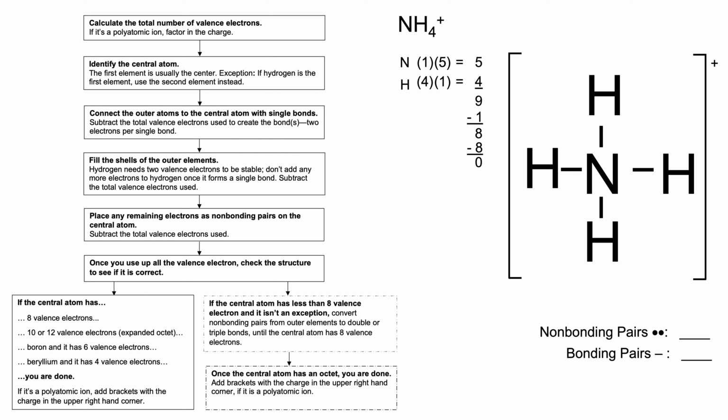I just need to place the brackets with the charge in the upper right-hand corner. There's 0 non-bonding pairs, 4 bonding pairs. 0 plus 4 gives me 4, times 2 gives me 8. That's how many valence electrons I wanted in this structure.